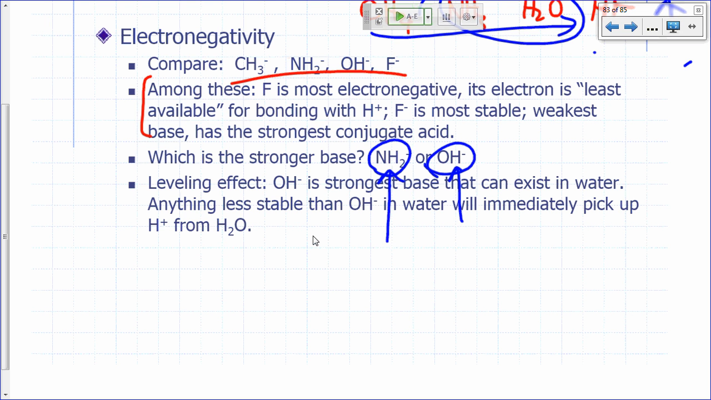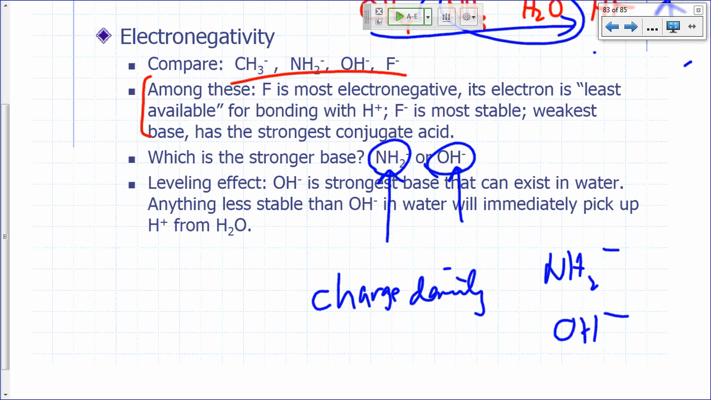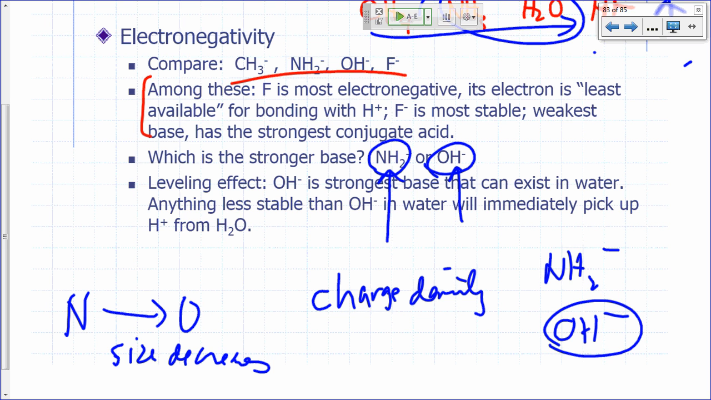Well, let's compare the charge density. NH2 minus versus hydroxide. Same charge, right? What about size? What's the trend going from left to right? Size decreases, right? So you would think hydroxide would be a smaller ion, and if it's a smaller ion, what do you see?